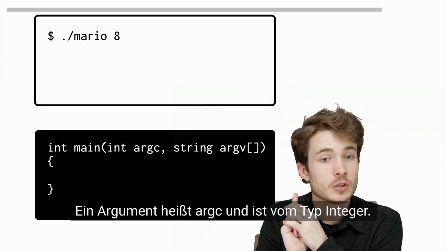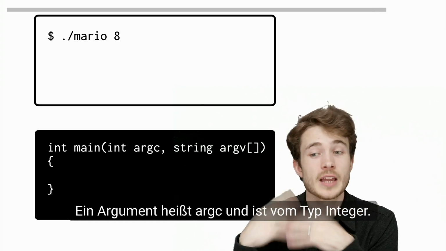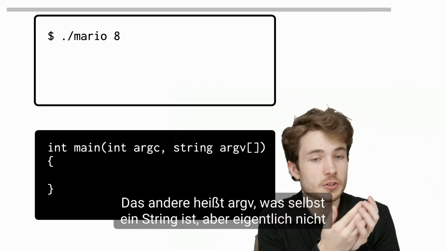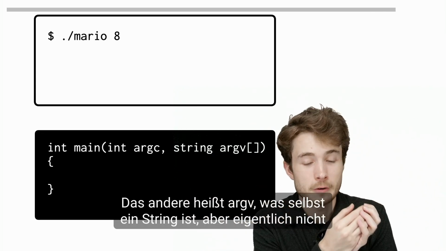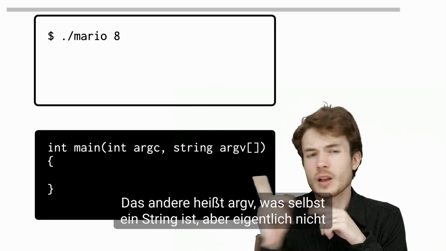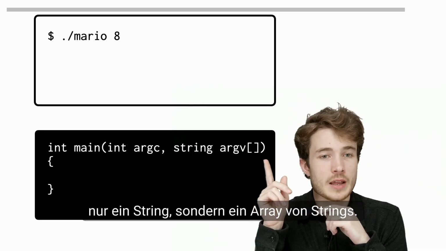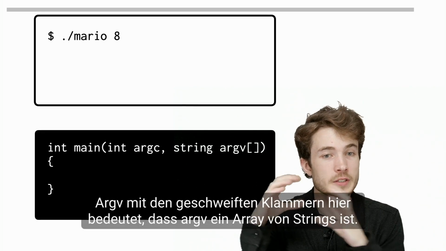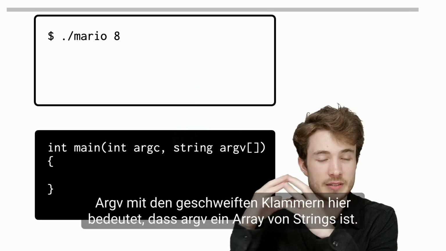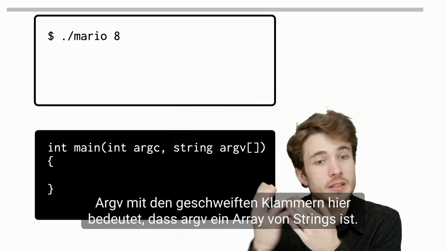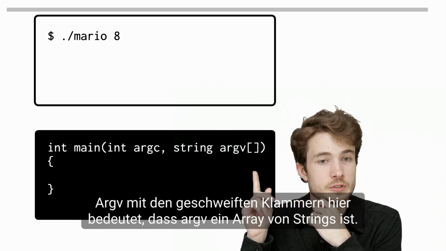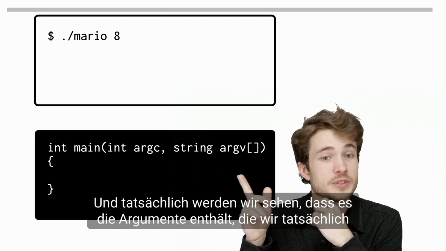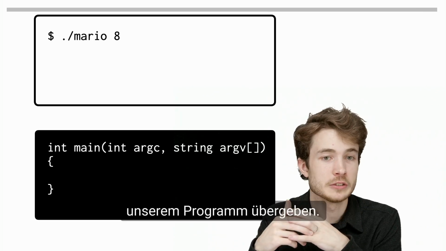One is called argc, which is of the type integer. The other is called argv, which is itself a string, but actually not just a string, an array of strings. So notice here we see that array syntax coming back, argv with the brackets here. That means argv is an array of strings. And in fact, we'll see it holds the arguments we actually give to our program.